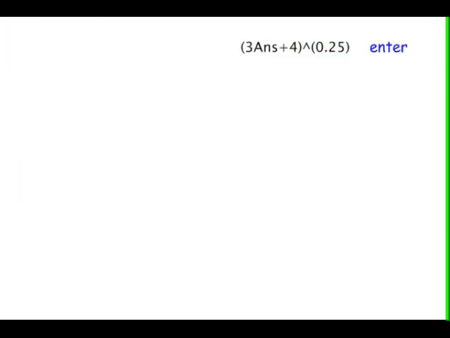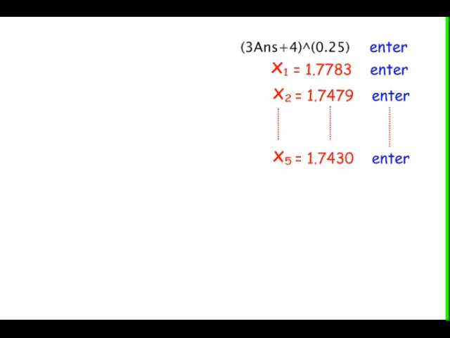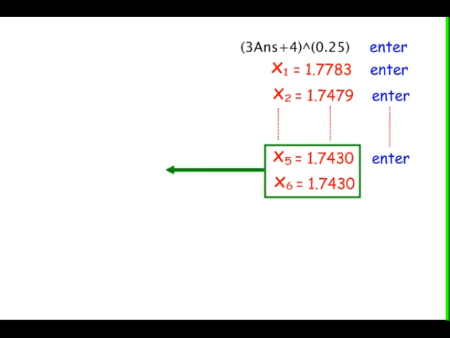When we enter this, we get our first iterate x1 equal to 1.7783. Pressing enter again gives us a second iterate of 1.7479. We continue to do this and we find that our fifth iterate is 1.7430 and our sixth iterate is the same as this. Because these two values are the same, that means that we can now write down the root. And rounding to two decimal places, that would be 1.74.